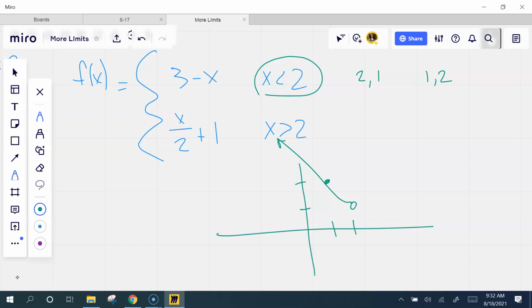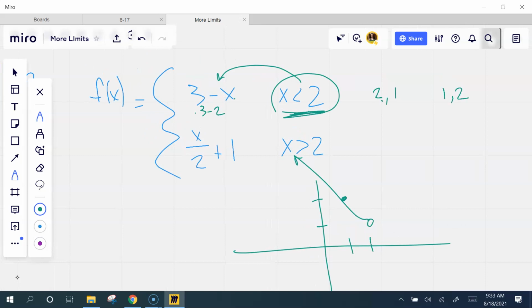You plug this value in to this one. So if you plug 2 in for x, 3 minus 2 is 1. It's an open circle. And then I picked an x that was smaller than 2, so I picked 1. It's an open circle because there's no line under the inequality sign. That's exactly right.